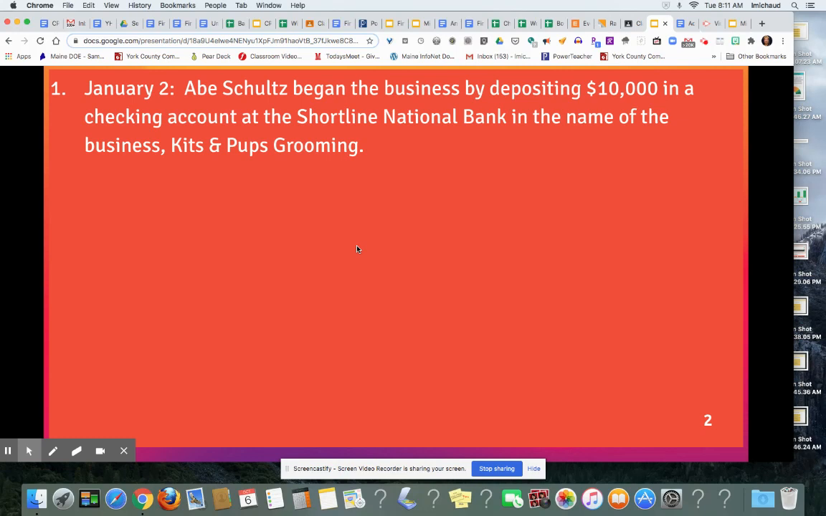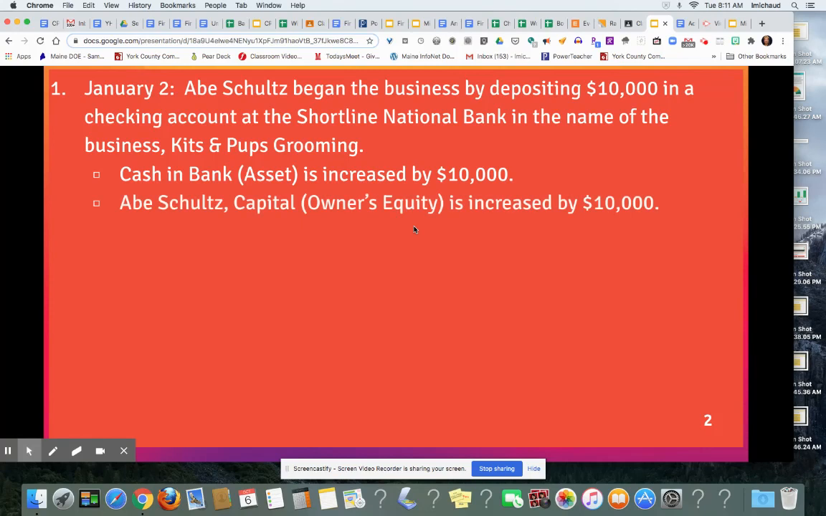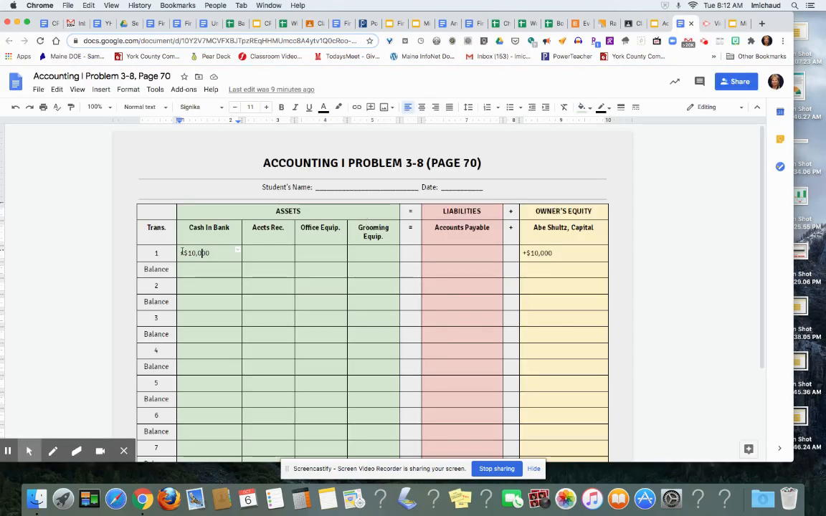January 2, Abe Schultz began the business by depositing $10,000 in a checking account at the Shortline National Bank in the name of the business Kits and Pups Grooming. So we now, as a business, have more cash than we had before, so that's an asset. It's increased by $10,000. And then Abe Schultz Capital, which is owner's equity, is also increased by $10,000. So what you need to do is record that here on this sheet. Okay, we will keep a running balance of each account's balance as we move along.